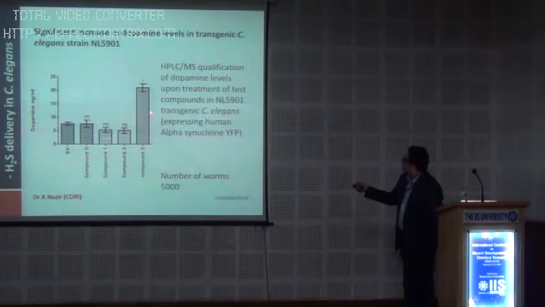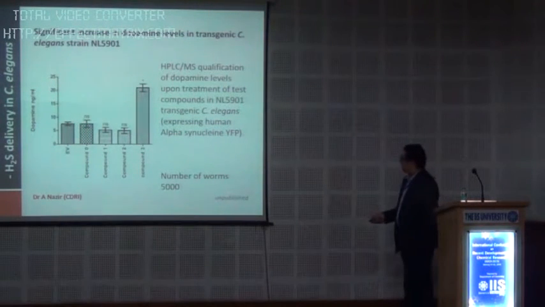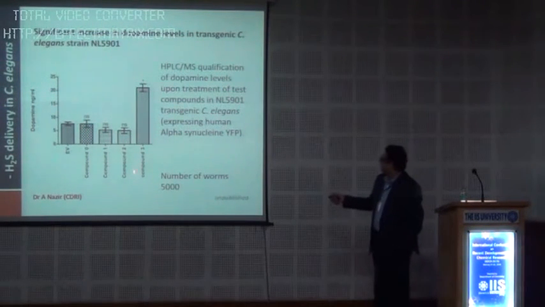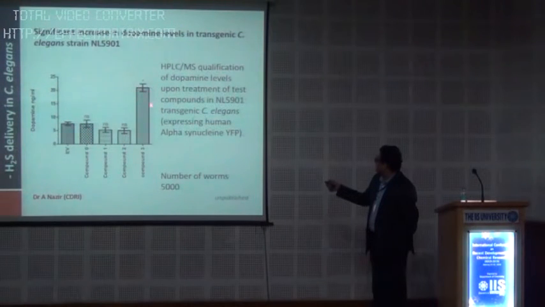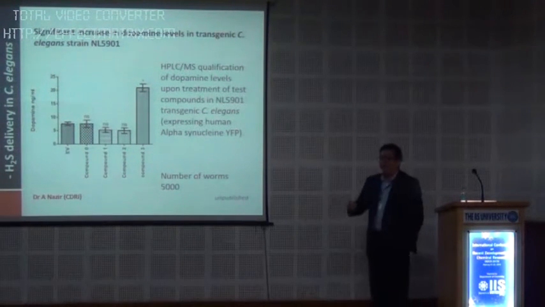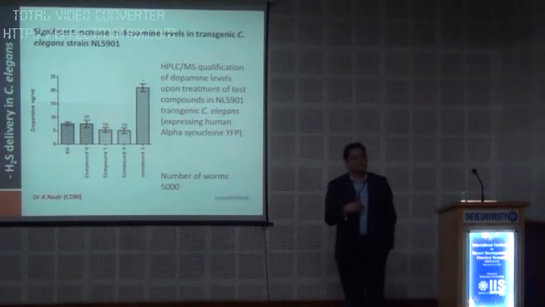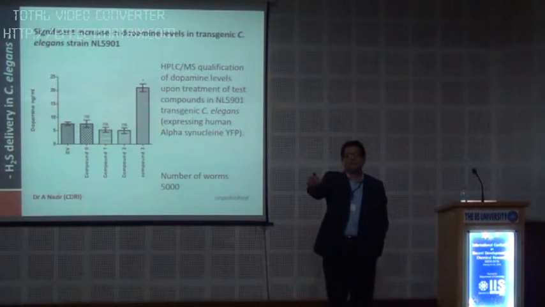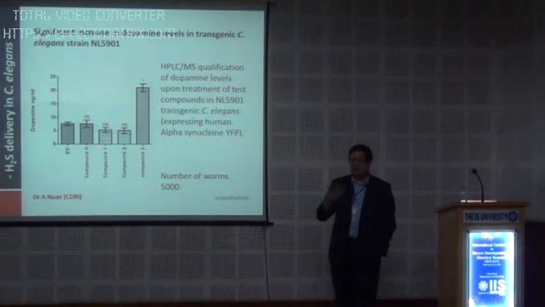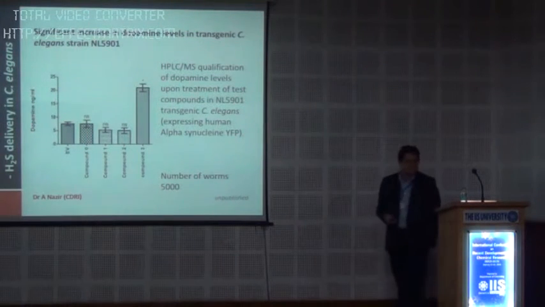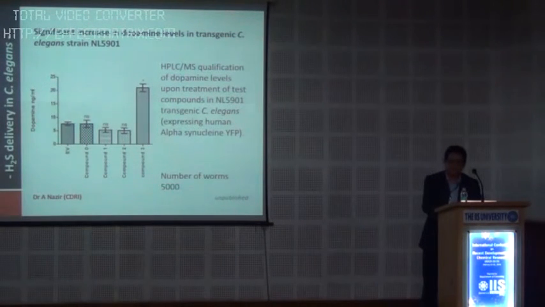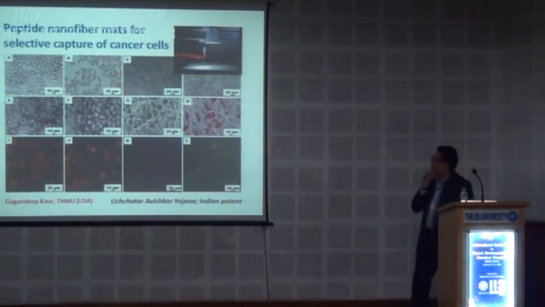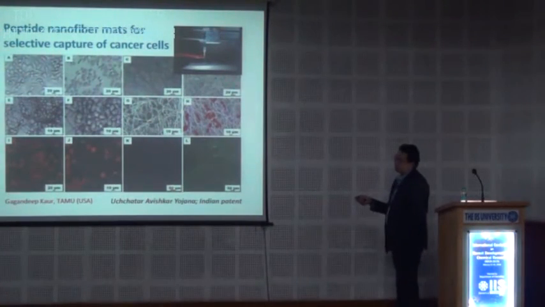We are able to show that with the help of our compound 3, I'm not showing the structure for obvious reasons, that we are able to upregulate the synthesis of dopamine and retain the dopaminergic neuron, not getting to the level where this particular nematode would start showing symptoms akin to Parkinson's-like behavior.